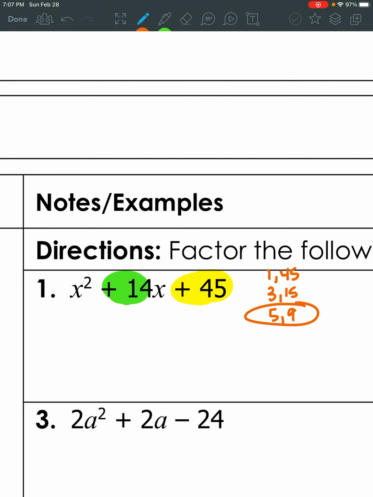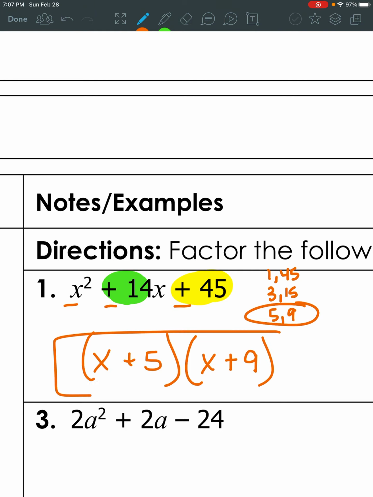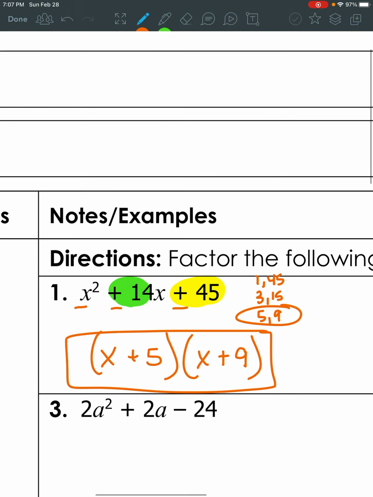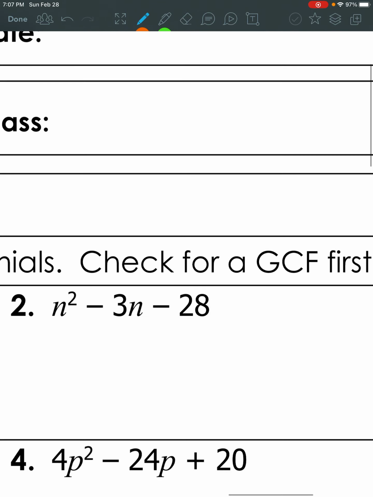And then you can see 5 and 9 add to 14. So everything in this trinomial is addition or plus. They're all positives. So we knew that both binomials had to be plus. So one is x plus 5, one is x plus 9. And you can always check your work to make sure it goes back. Remember, those binomials can be in any order.